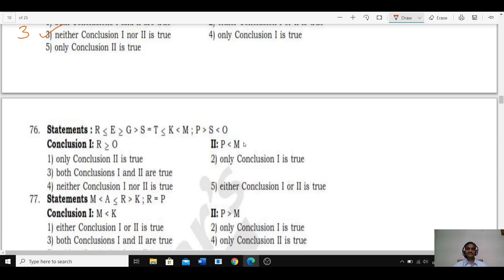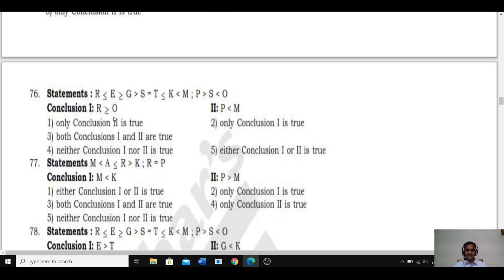75 choice 3. Then 76 onwards. R and O. R is here, O is here. Which element is common? S is common. Between R and S, two opposite symbols, no relation between these two. P and M. Now P is here, M is here. Which element is common? S is common. P greater than S, S lesser than M. Again two opposite symbols, no relation here, neither 1 nor 2.